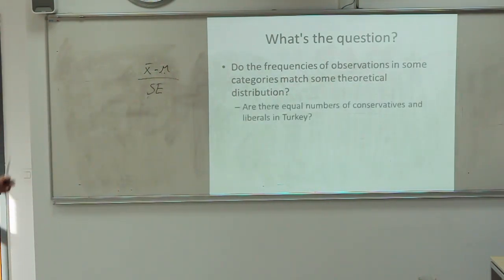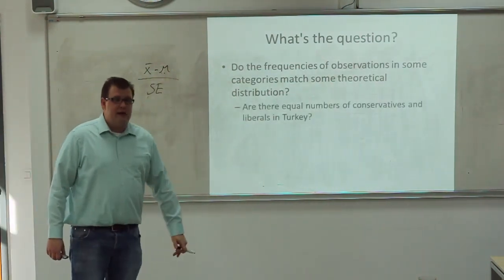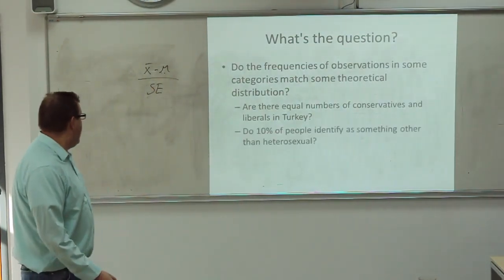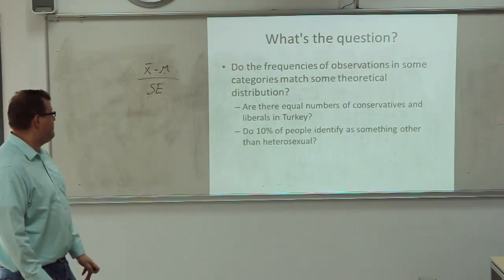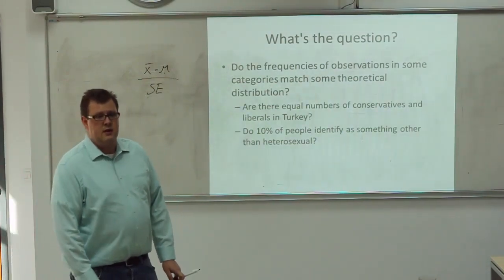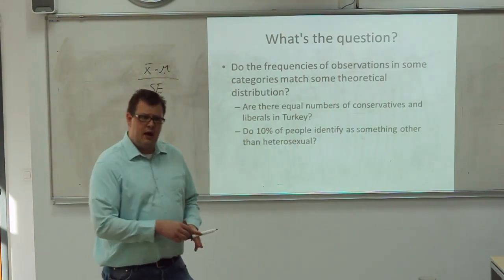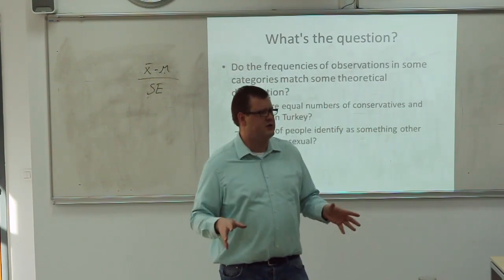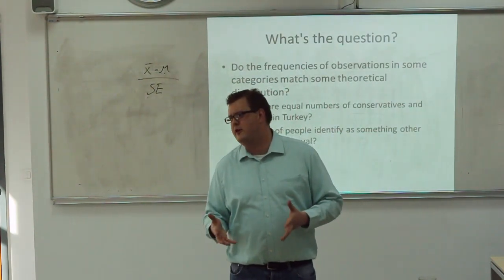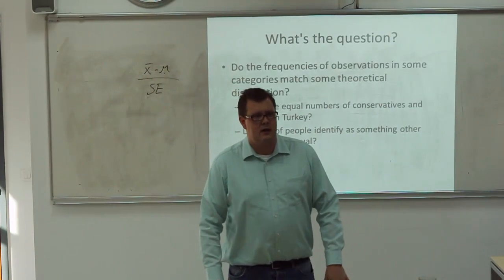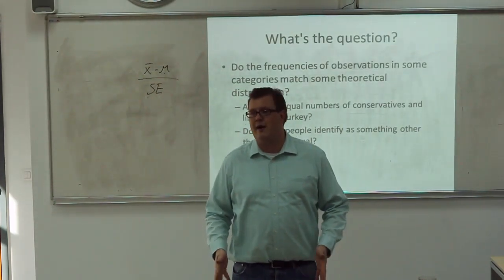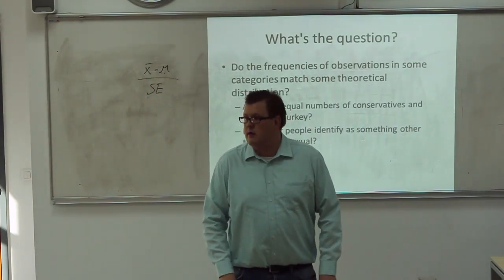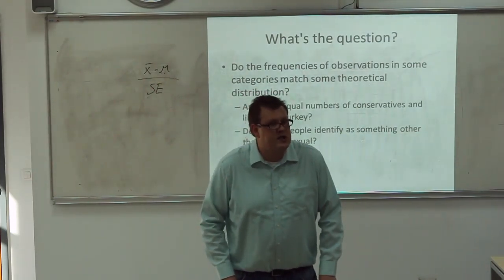You could ask things like, are there equal numbers of conservatives and liberals in Turkey? You could ask things like, do 10% of people identify as something other than heterosexual? Some of you may have heard there are different estimates about the prevalence of homosexuality in different cultures, but one of the commonly referred to percentages is 10%. People say that even in cultures where people aren't open about it, 10% of the population is gay, they just aren't out. Is it correct or not?